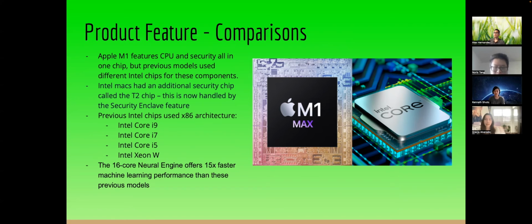And we covered that the M1 uses ARM-based architecture, but models on the Intel used x86, which uses more power. And here we have a list of the names of some of these Intel chips, such as the i9, i7, i5, and Intel Xeon W. Another cool comparison is that the M1's Neural Engine offers 15 times better performance than Macs on Intel processors.